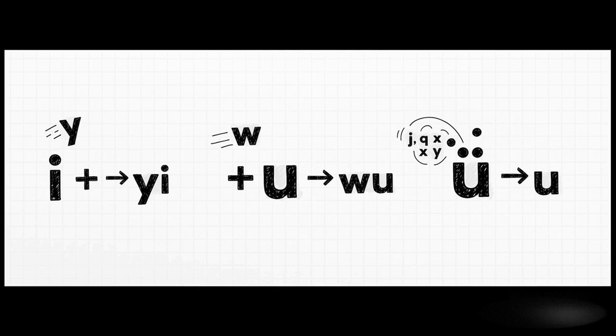And finally, just a few quick spelling rules to be aware of. When the vowels i or u are a syllable all by themselves, we add a y or a w in front when we write them down. And that special vowel ü, the one with the two dots, actually loses its dots when it follows the letters j, q, x, or y. The sound is still ü, but the spelling changes. These are just conventions to make Pinyin easier to read and type.